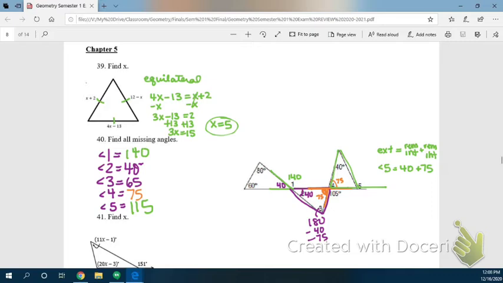But let's say that you forgot that. That's okay. I would focus on this triangle and subtract from 180 to get this little angle right here, which is 65. Then I would recognize that angle 5 is a linear pair with the 65, so 180 minus 65, and you still will get 115. So there's a couple ways you can find that last one. Great job.